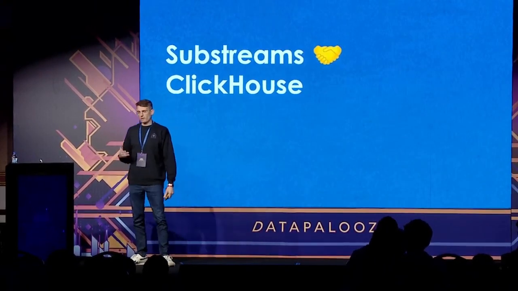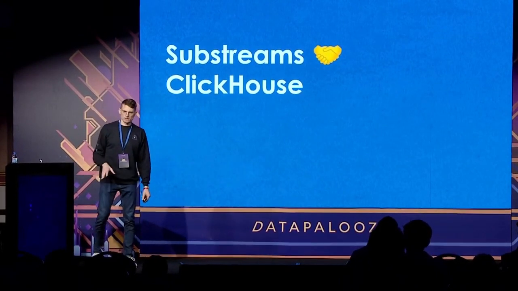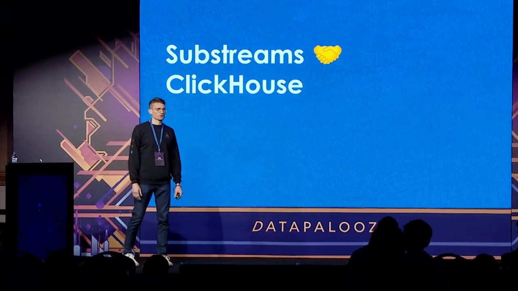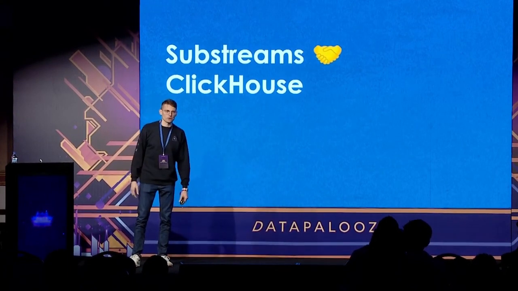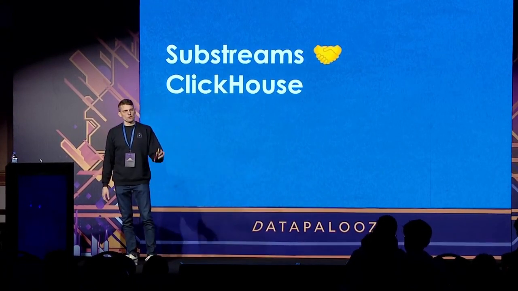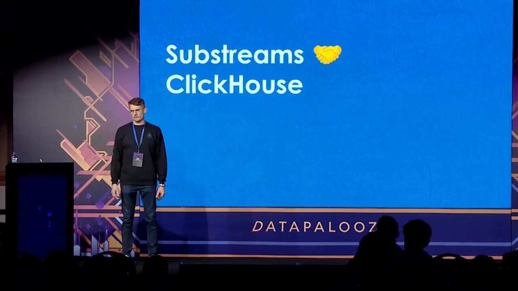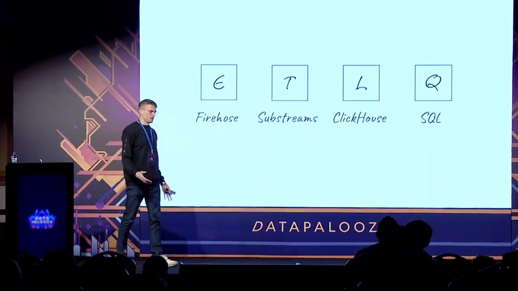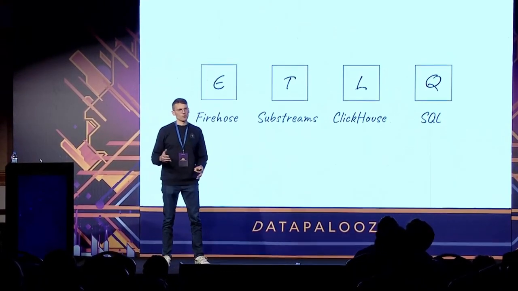So we have picked a particular OLAP database after our evaluations called ClickHouse. ClickHouse has an Apache 2 license, and it works well with the licenses of our current stack. And we've been writing substreams to sync to the ClickHouse OLAP database. And now, if you've been in the earlier talks, you've heard us talking about extract, transform, load, query.